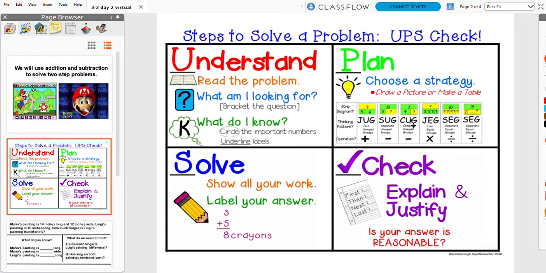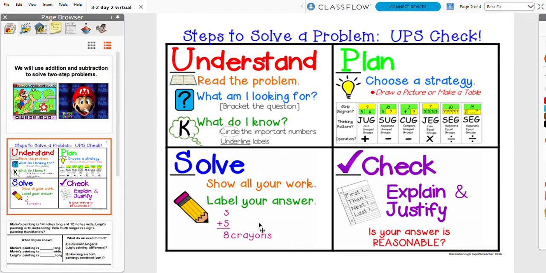Now you need to plan a strategy. There are a lot of different strategies, and today we're working with addition and subtraction. I am going to show you the bar diagram strategy. And then we're going to look at also drawing or illustrations to help us solve. Then you simply do the math.